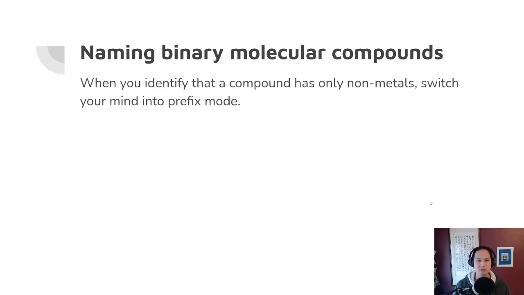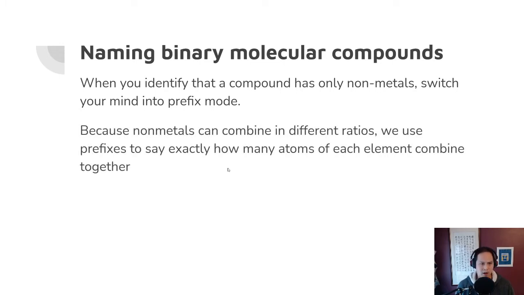For molecular compounds, when you identify a compound that has only nonmetals, you're going to have to switch your mind into prefix mode. What I mean by prefix mode is you're going to see prefixes in front of these elements, which in some ways makes things easier as long as you can mentally switch to be thinking in prefix mode. The reason we use prefixes for molecular compounds is because nonmetals can combine in different ratios, and so we use prefixes to say exactly how many atoms of each element combine together.